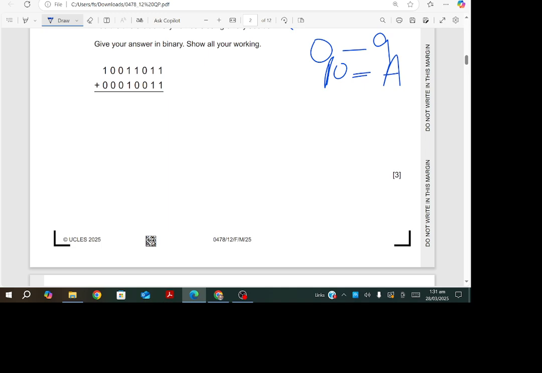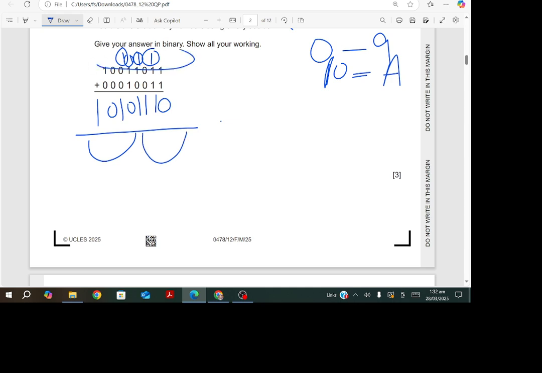Okay, binary addition. 1 plus 1 is 0, 1 carry. 1 plus 1 plus 1 is 1, 1 carry. Then 1 0 1 1 0 1 1 1 0 1 carry. The answer is 1 0 1 0 0 0 1 0 1. So no overflow was there, and as per the marking key, 1 mark for each nibble, and 1 mark for doing this working. So this way you are going to get 3 marks.